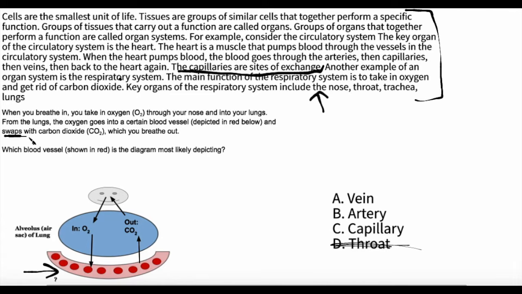In other words, CO2 and oxygen are being exchanged at this red structure right here. Well, capillaries are sites of exchange, so therefore C must be a capillary. Hopefully that makes sense here. Like I said, whether you got this right or wrong, we don't care right now. It's all about the learning and the knowledge to help you better prepare for your test.